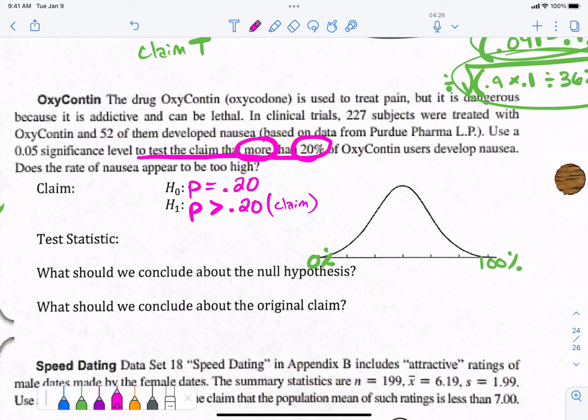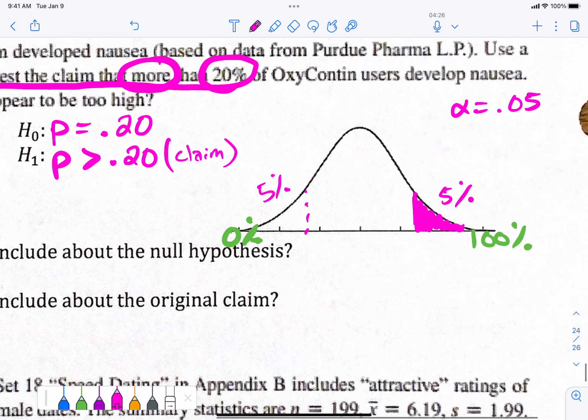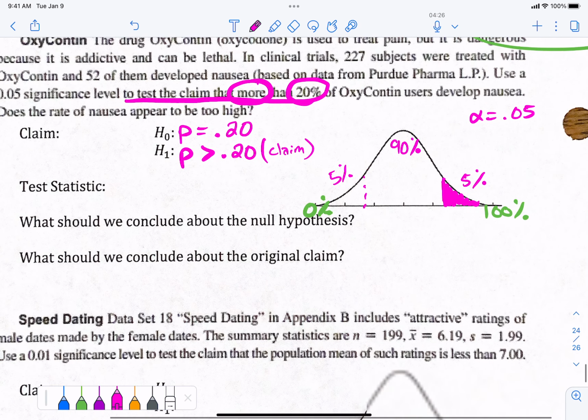So it's right-tailed. Greater than means we're only looking at the right side, so we only have one tail. 0.05 is 5%, so 5% goes there. You remember the last one we had to split it? Why did we have to split the 5% in the last problem? Because there were two tails, and it was equal to, not equal to. So that was 90% in the middle.